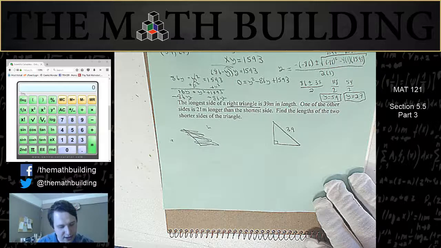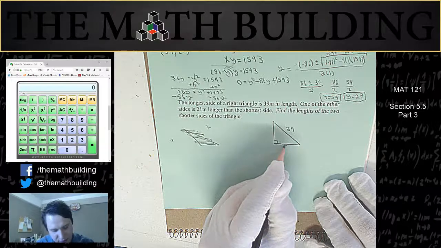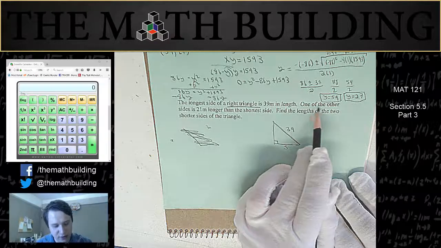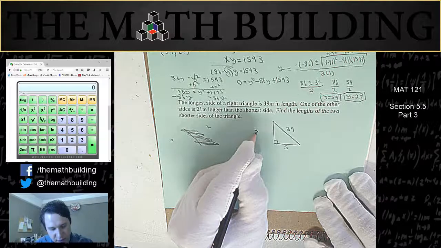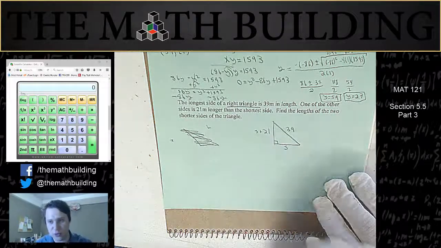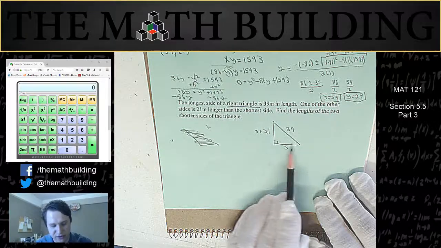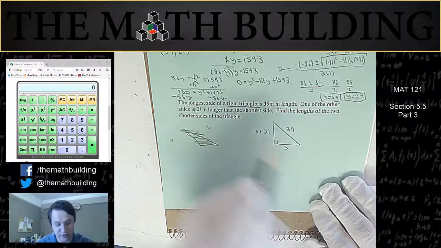One of the other sides is 21 meters longer than the shortest side. So I'm going to call this side S for shortest. That would make this side S plus 21, because this is 21 longer than the shortest side. So we do S plus 21. That will tell you the side of this triangle, this side.